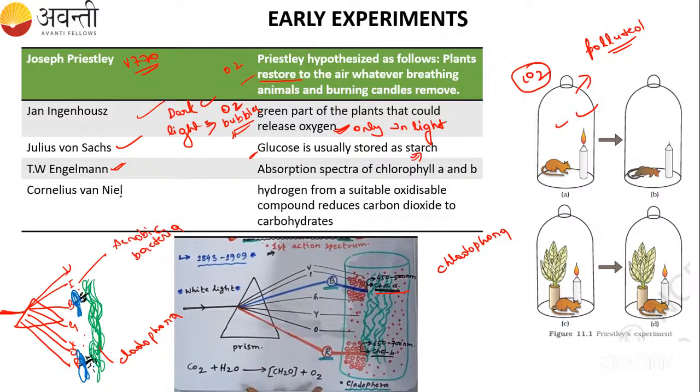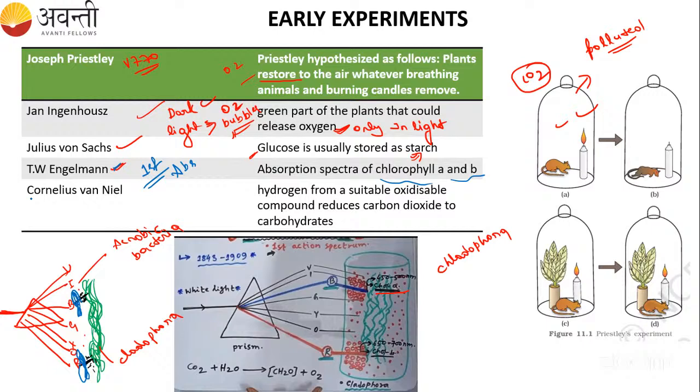Then T.W. Engelmann concluded the absorption spectra of chlorophyll A and chlorophyll B. The first action spectra is given by T.W. Engelmann. Just remember that. So here you can see the bacteria grew only in the blue and the red region.